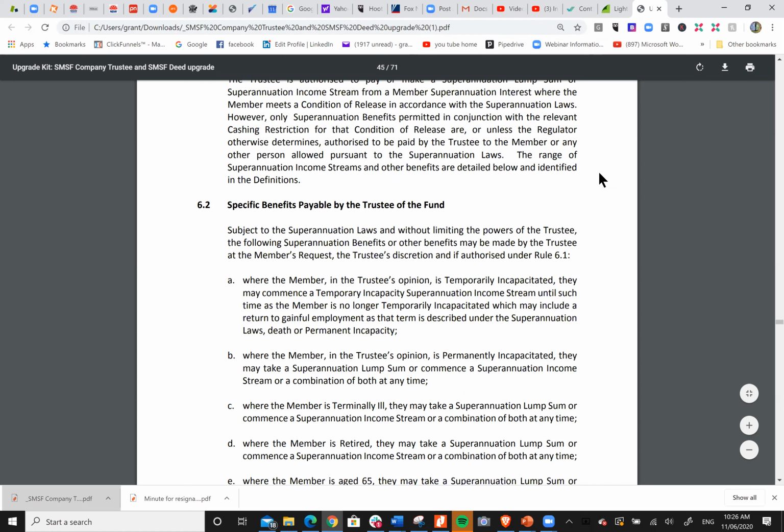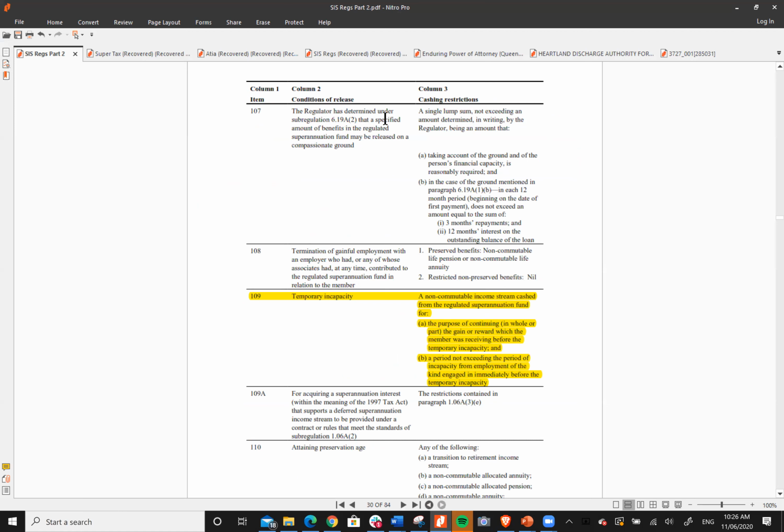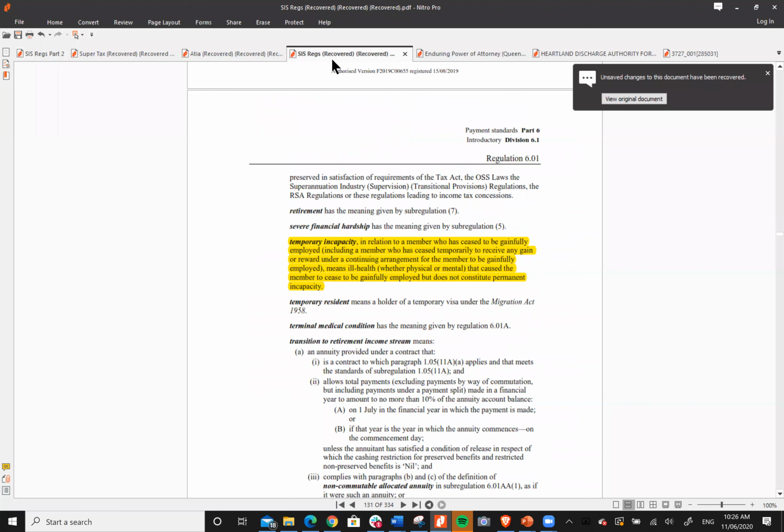So what I'm going to do is bounce out of there, because now I'm going to go into the SIS Act. So I've got that sitting up here. So this is actually the SIS regs. So let me just go through. First, I'll start off with part 1 of the regs.